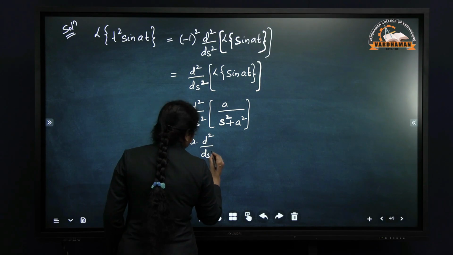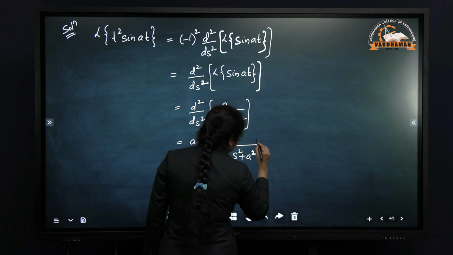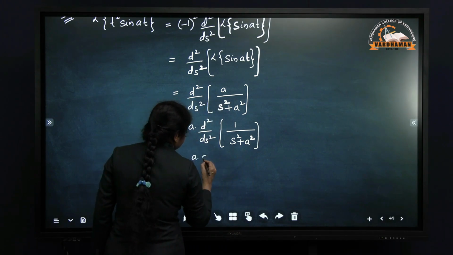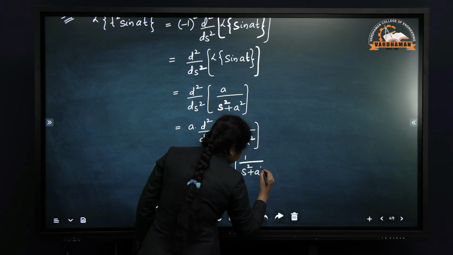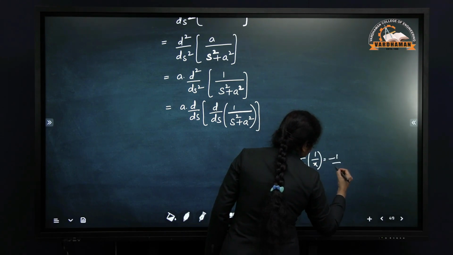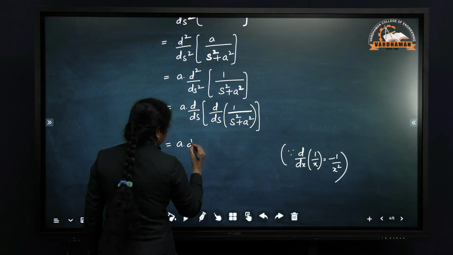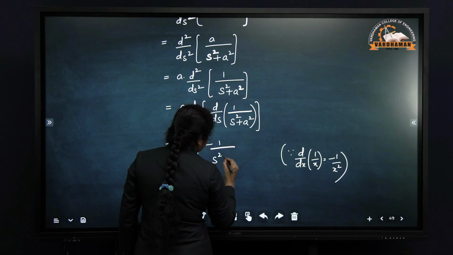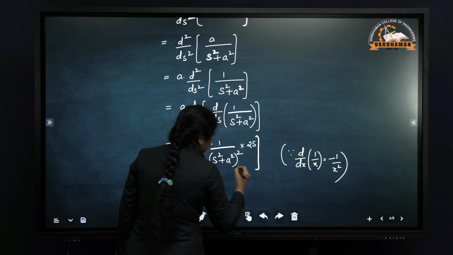Since a is a constant, we can write it as a into d square by ds square of 1 by s square plus a square. And now we need to differentiate this 1 by s square plus a square twice with respect to s. So this can be written as a into d by ds of d by ds of 1 by s square plus a square. Since the derivative of 1 by x is minus 1 by x square, applying the same formula we get a into d by ds of, from the first differentiation of this term, minus 1 by s square plus a square whole square. Again the inner derivative with respect to s gives 2s.